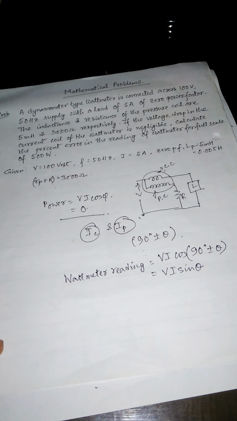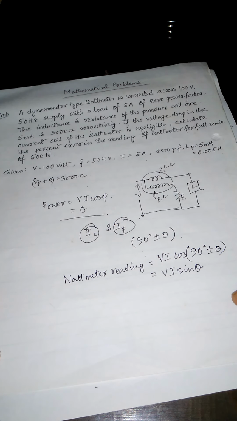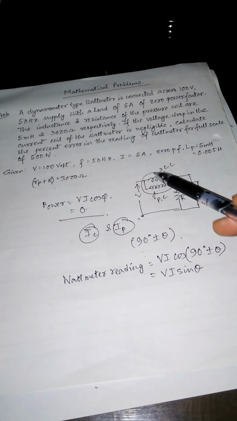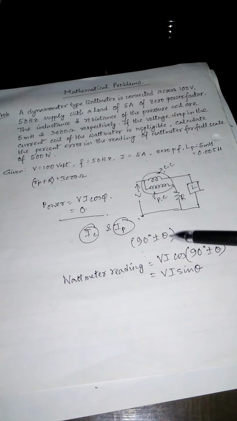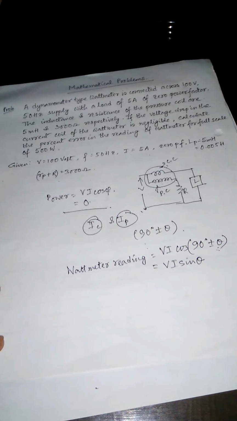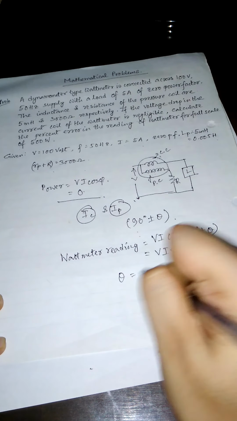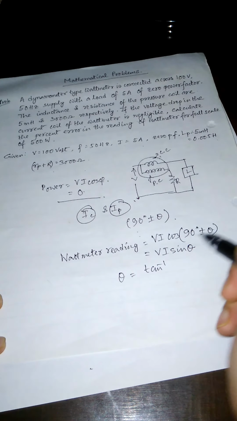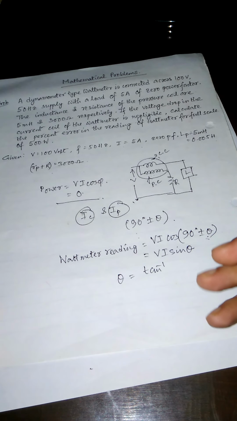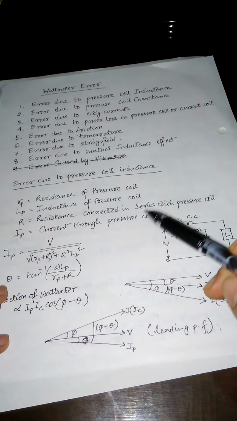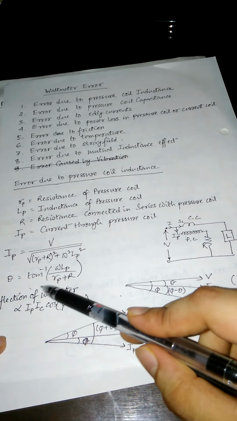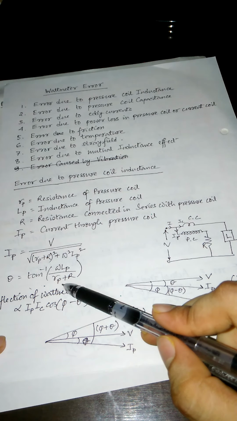Now what is this angle? The angle theta depicts that the current in the pressure coil lags behind the voltage. That means the current in this pressure coil lags behind the voltage by the angle theta. Now what will be the value of this angle? From our previous study, I am going to recollect it. This was our formula, theta equal to tan inverse of omega LP divided by RP plus R.